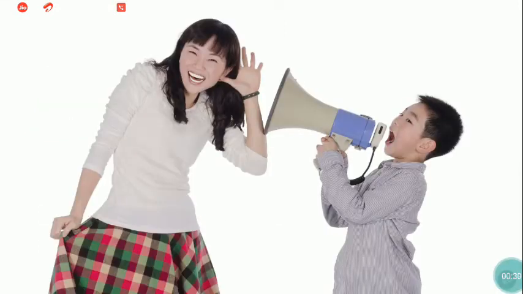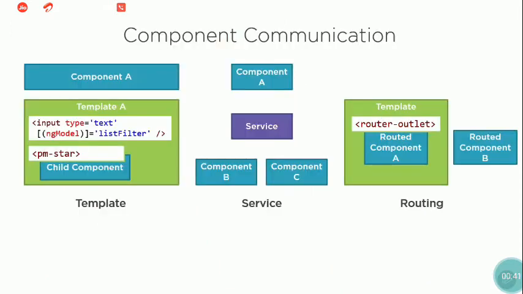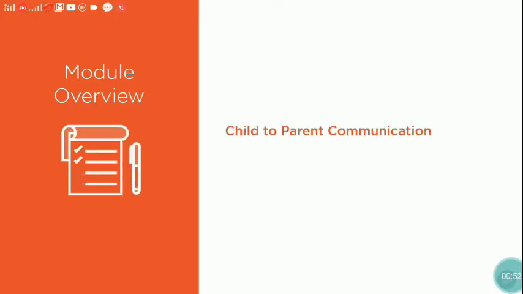With any healthy parent and child relationship, it is not only important for the parent to communicate with a child, but also for a parent to listen for information from that child. Here once again is our component communication diagram. Our focus in this module is on the communication from a child component to its parent. In this module, we look at several techniques for communicating between a child component and its parent, then focus in on output properties. Let's get started.